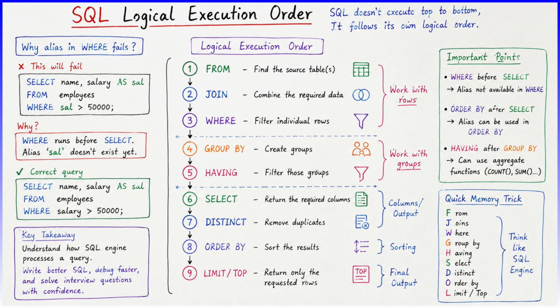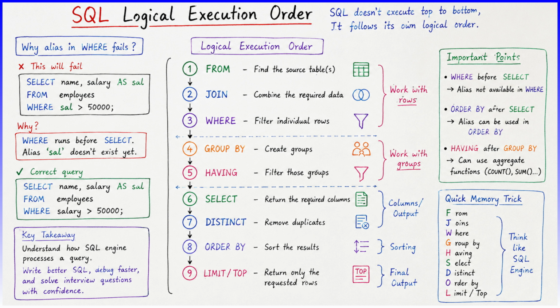And here is the important part: in the where clause, SQL only knows the original column names. So the alias like sal has not been created yet. That's exactly why the query throws an error. And always use the original column names instead of using the alias in the where clause.